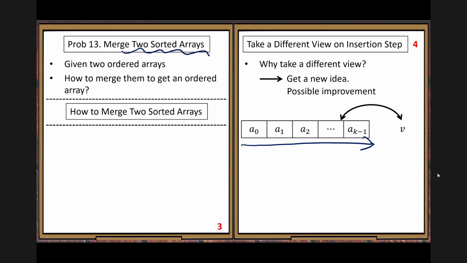We're familiar with the insertion operation, but here, can you expand your view of insertion a little bit? Expand your insertion view to fit the merge view. So in our new problem, we want to merge two ordered arrays. We want to connect the old understanding and the new understanding. How to connect them?